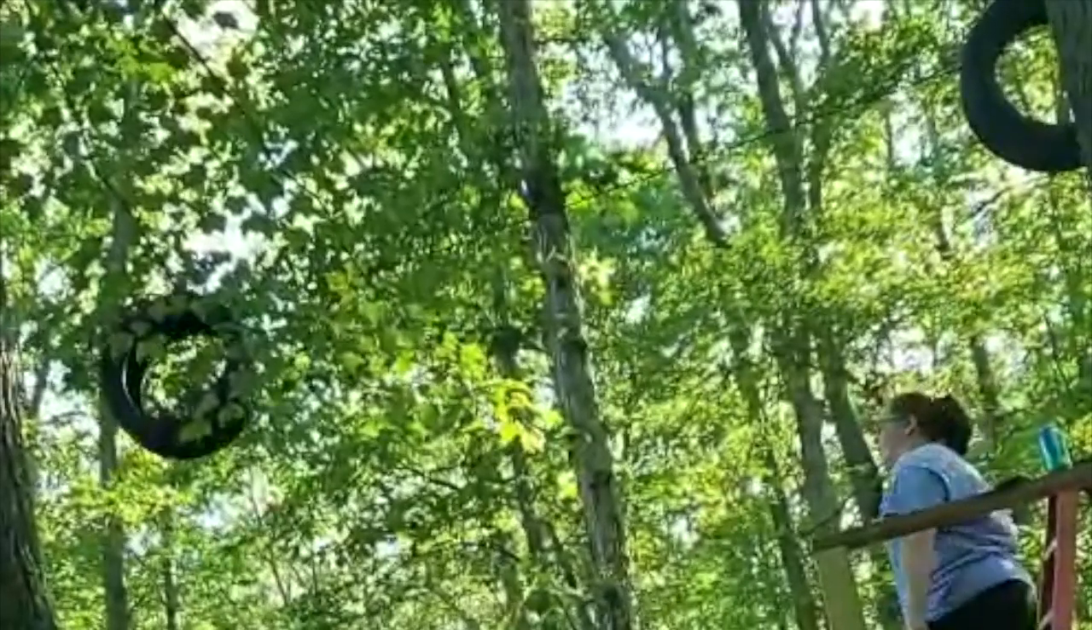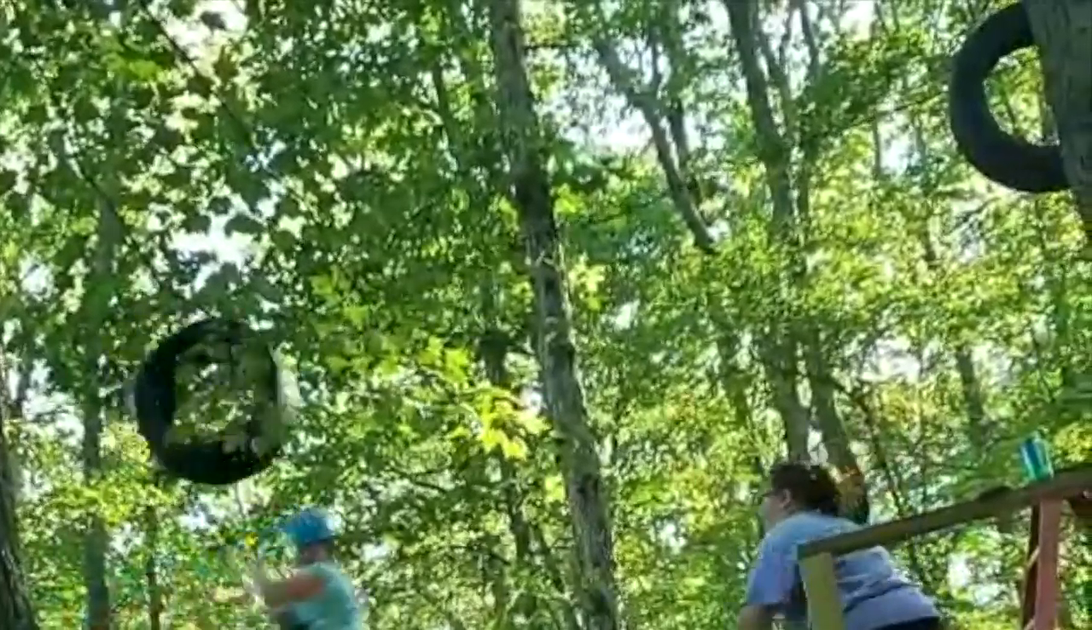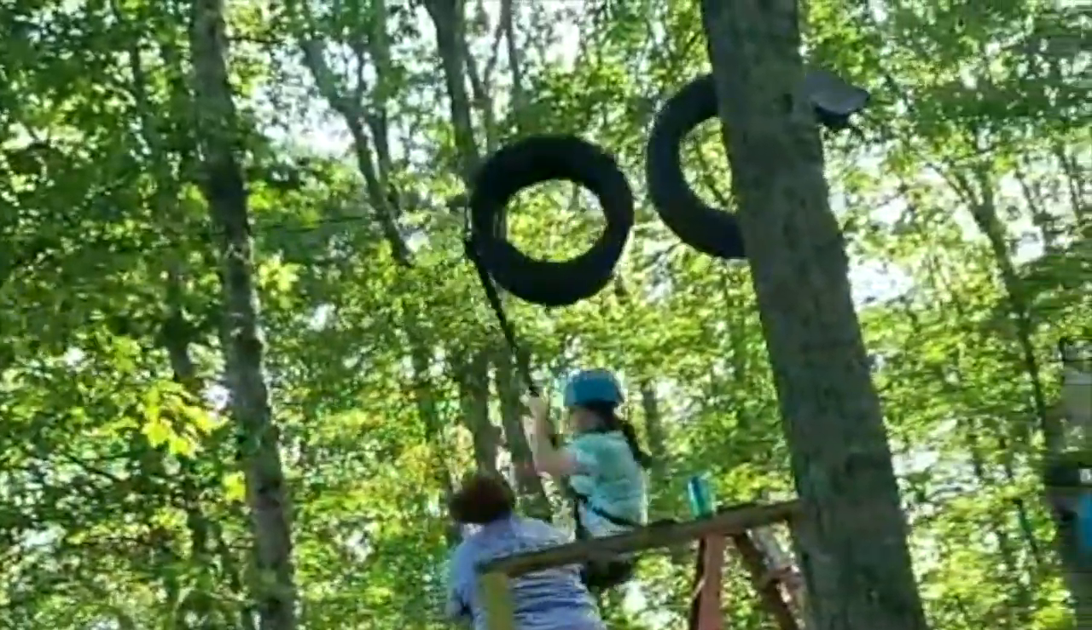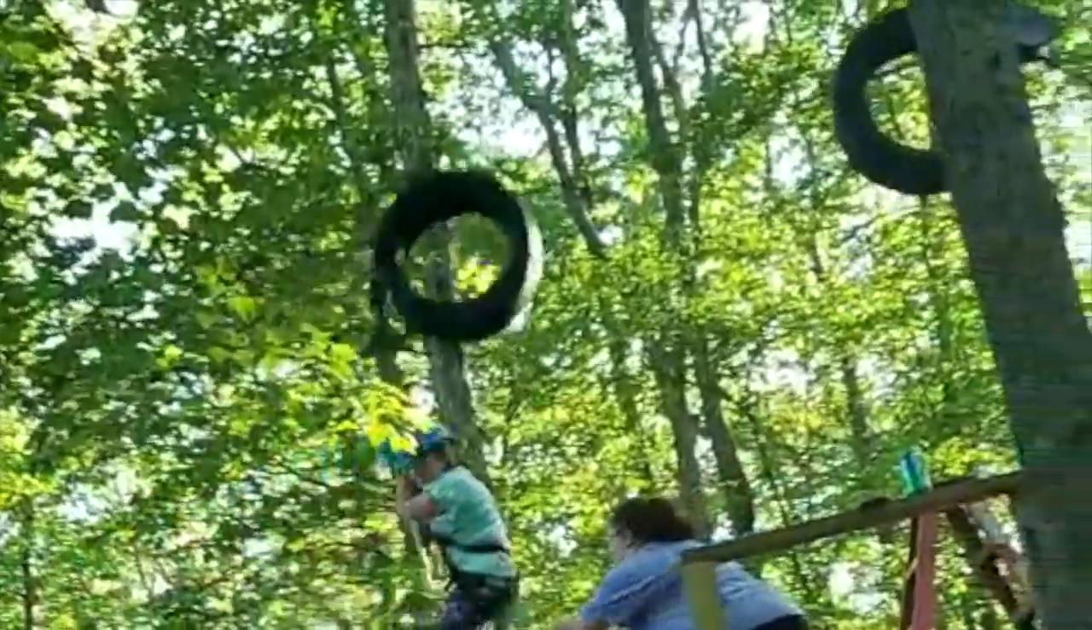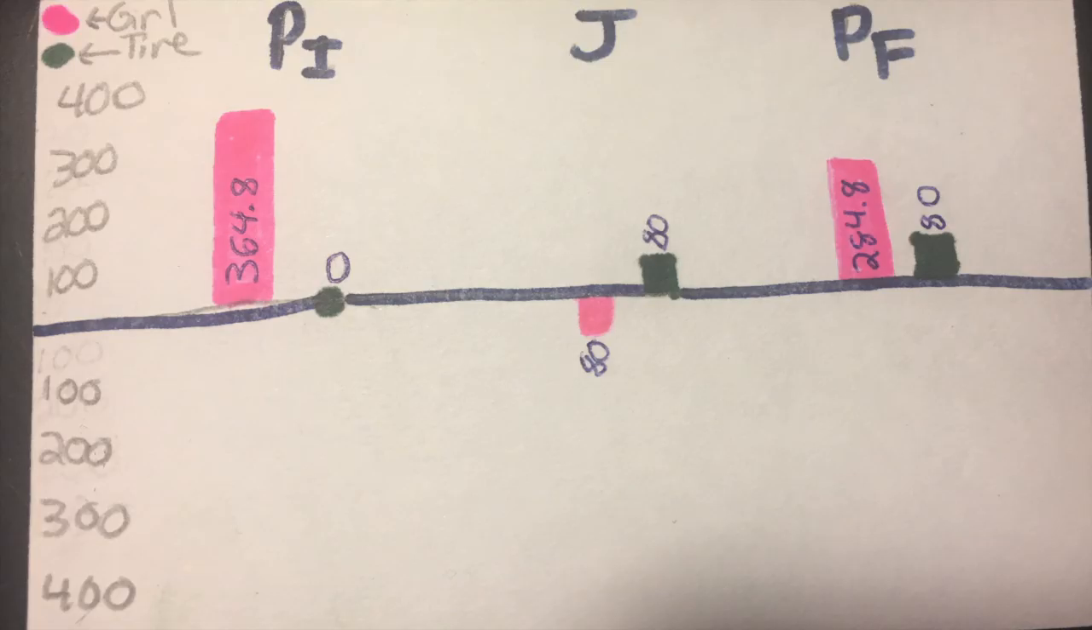On this zip line, the collision between the girl and the front tire is inelastic. As she collides with the tire, some of her momentum is transferred to it. On the left, you can see that the initial momentum of the girl was 364.8 kilograms meters per second, and the initial momentum of the tire was 0. On the right, you can see that the girl's final momentum was 284.8 kilograms meters per second, and the tire's final momentum was 80 kilograms meters per second.